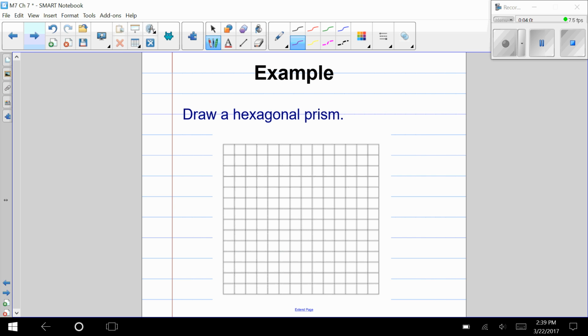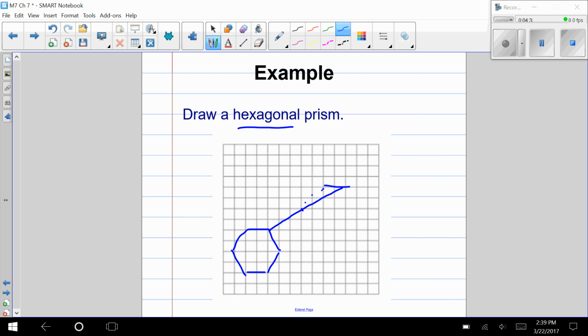All right, so the next thing we're going to do is draw. We are going to draw a hexagonal prism. So to draw our prism, we start by drawing the base, which is a hexagon. So I'm just going to draw a hexagon. There we go. Now I'm going to connect one of the corners just to another point on the plane. And now I'm going to draw my hexagon again.